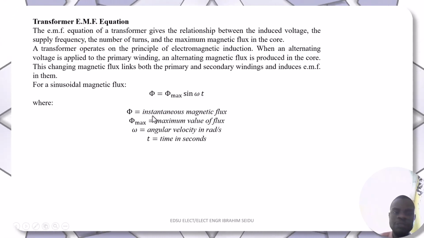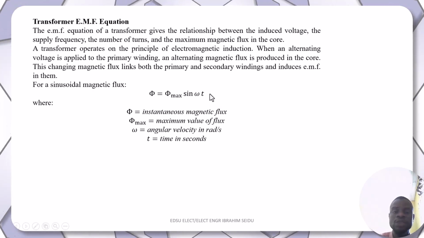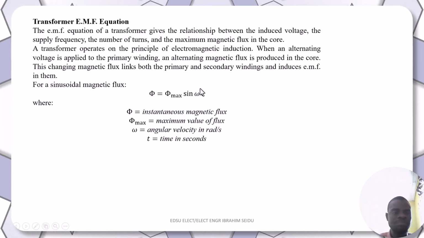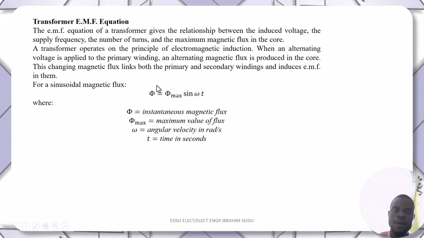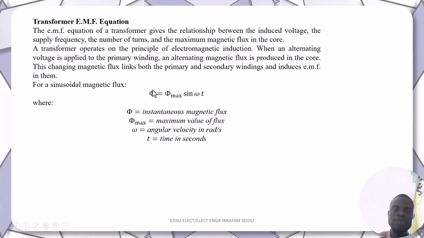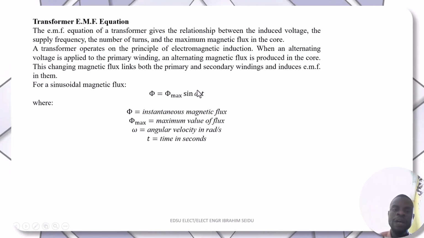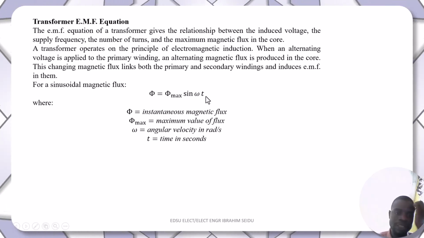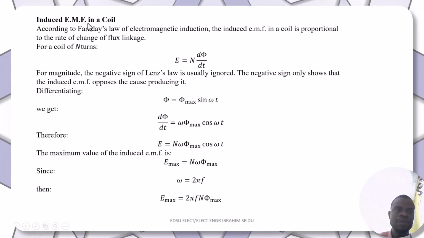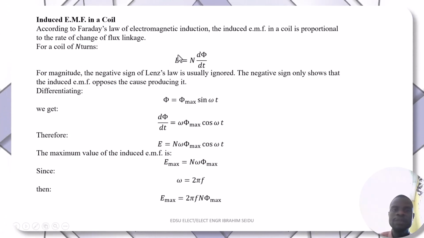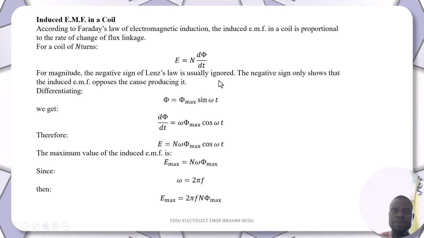So for a sinusoidal magnetic flux, we have this. This is the magnetic flux, and this is how it is denoted. This shows that it's not static, but sinusoidal, or dynamic. Here, this represents our instantaneous magnetic flux. This is the maximum value of flux. This is our angular velocity, and t is time in seconds. So the induced EMF in a coil is given by E equals N dΦ/dt. This is the induced EMF in a coil.